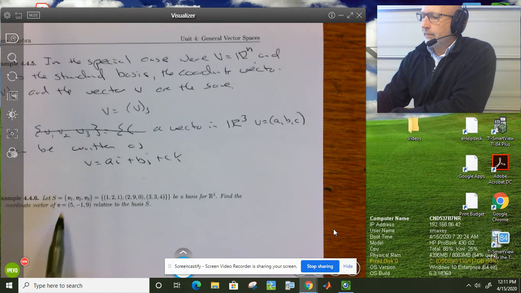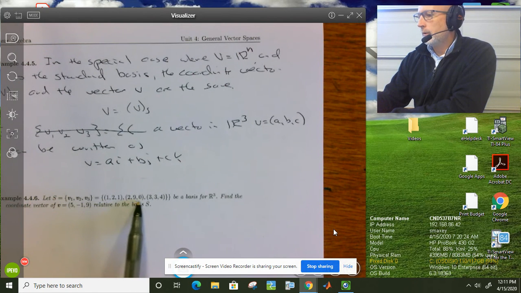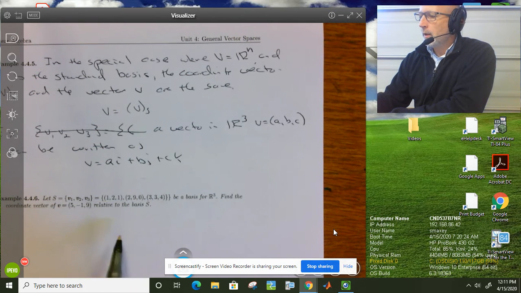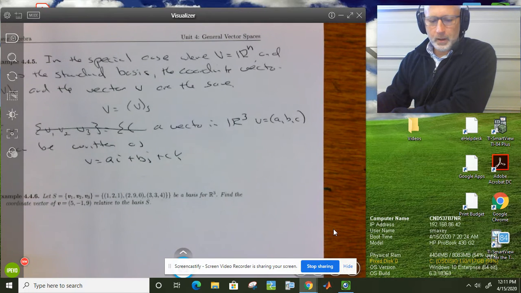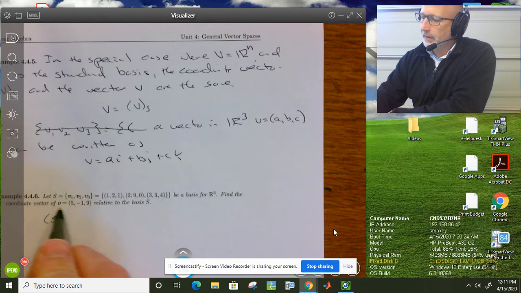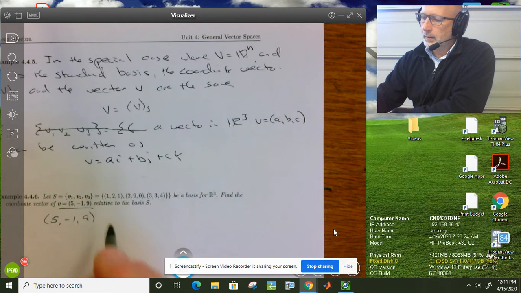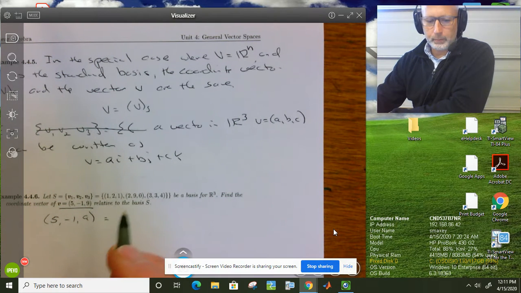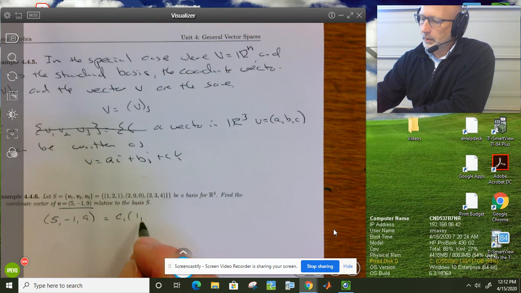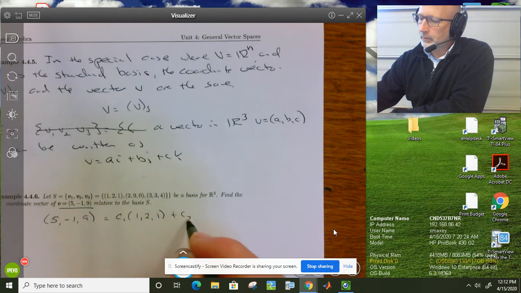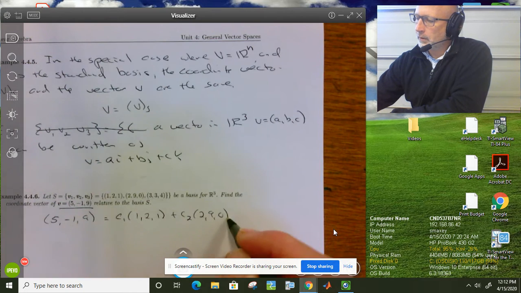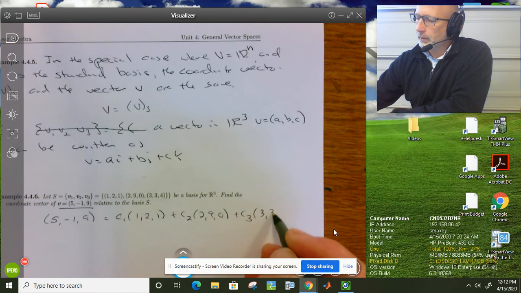Okay, so the last one, we have these vectors 1, 2, 1, 2, 9, 0, 3, 3, 4. We've actually seen these before. They form a basis for R3. Find the coordinates of that vector. So what do I know? This vector is just a vector in R3. So I'm going to rewrite it as a linear combination of the rest of them. So this is c1 times 1, 2, 1, plus c2 times 2, 9, 0, plus c3 times 3, 3, 4.